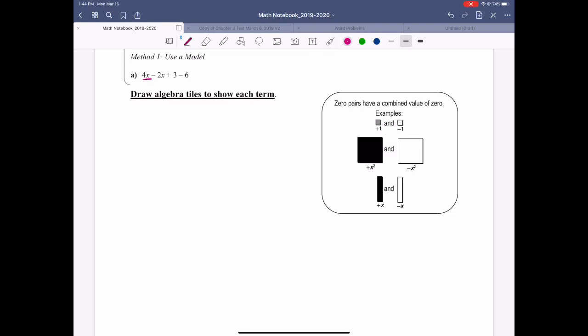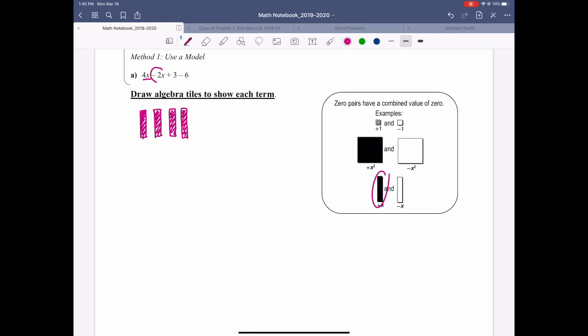So 4x here, how do you want to represent a positive 4x? Is this one here 4 times? Okay, so am I doing the right thing? Hopefully you realize I'm not doing the right thing. Why? Because it's positive. I have to shade it, which is really annoying. That's okay.